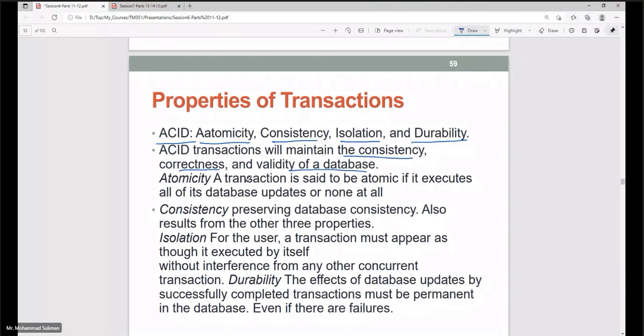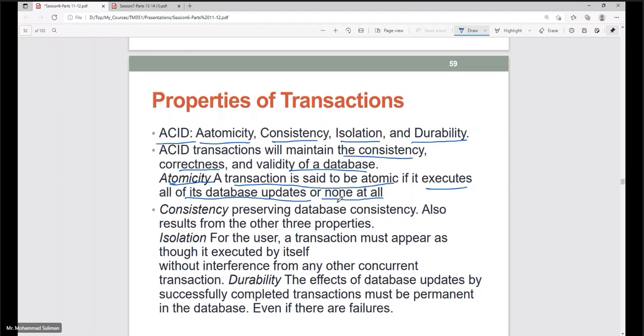ACID means atomicity first. A transaction is said to be atomic if it executes all its database updates or none at all. It means that it will execute the whole set of updates as one piece of work, or it will not execute any update. That is atomicity. So a transaction should be atomic; a transaction is an atomic unit of work. Then consistency: preserving the database consistency.